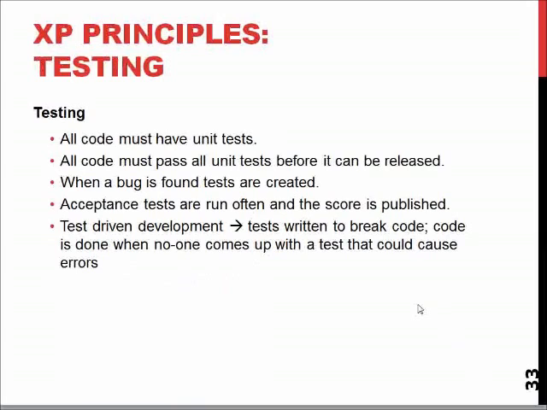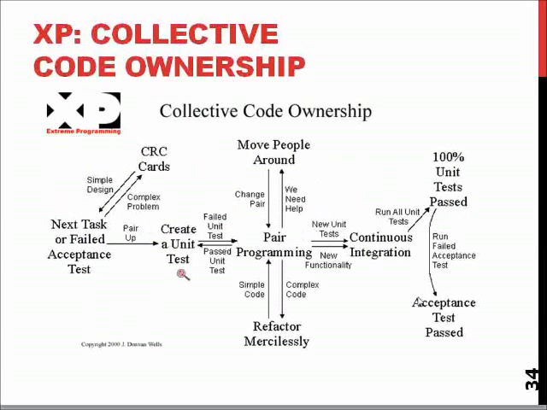So, testing in extreme programming, it follows the same pattern, really. All code must have unit tests. All unit tests have to be passed. When you find a bug in an existing system or the latest version, you instantly create a test to get rid of that bug in the following versions, and basically you are doing test-driven development whether you like it or not.